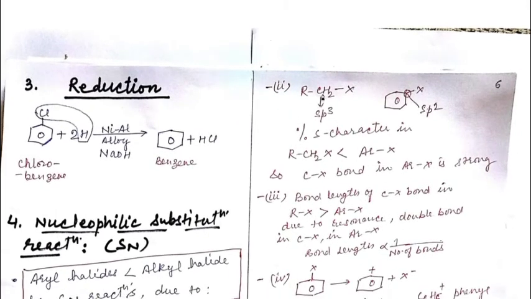in alkyl halides, the carbon to which halogen is attached is sp3 hybridized, whereas in aryl halides, this carbon atom is sp2 hybridized. S character in sp2 hybridized carbon atom is more as compared to sp3 hybridized orbital. Since this carbon contains more S character, it has more tendency to hold these bonded electrons. It can hold these electrons very strongly as compared to this carbon atom. Hence, we can say that this bond is stronger in aryl halides as compared to alkyl halides.